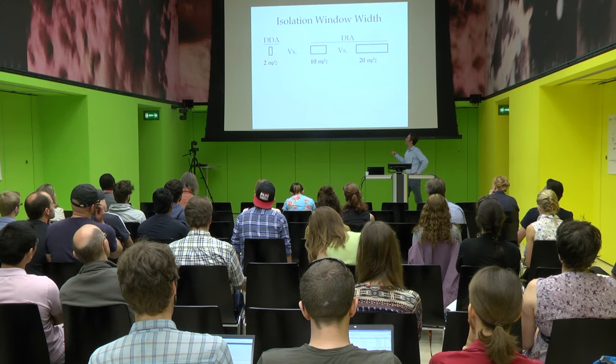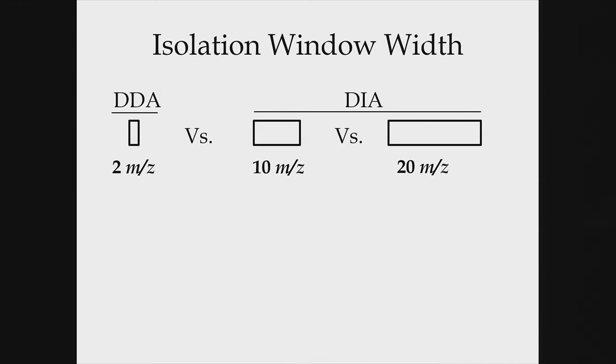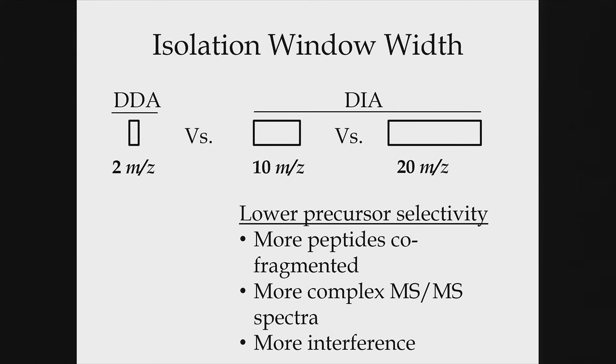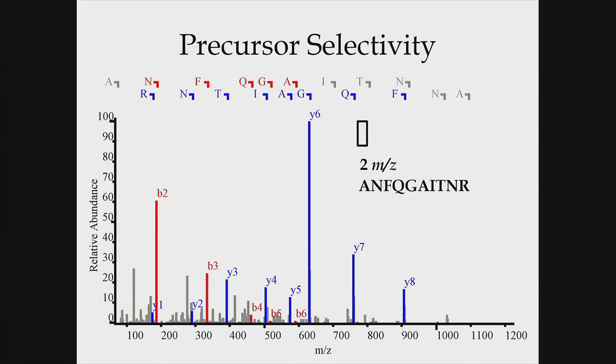So I've harped on this isolation window width thing. With DDA, 2 mass to charge versus DIA having these wider windows, we've talked about how there's more peptides being co-fragmented, therefore it generates more complex MS-MS spectra, and it creates more interference. And one of the questions earlier was, what do the spectra actually look like? And now I actually have those slides.